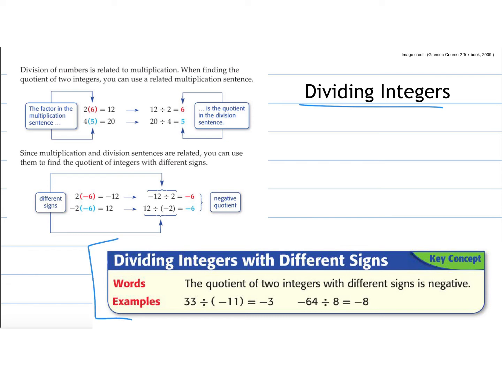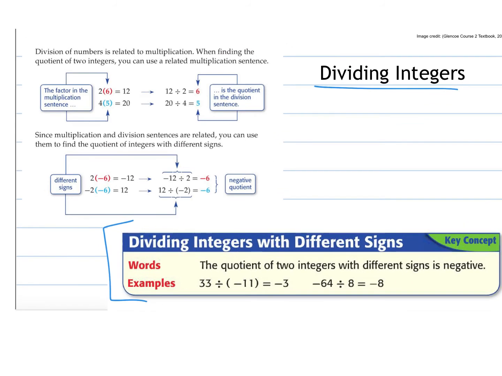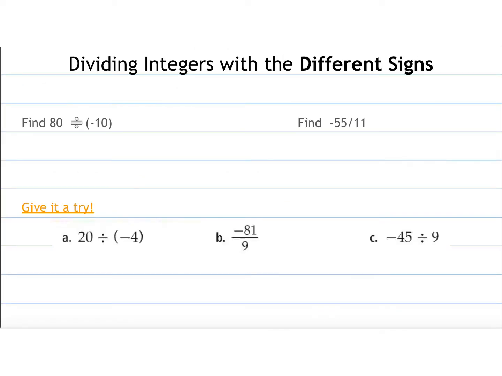So write this part down. Dividing integers with different signs. The quotient of two integers with different signs is negative. So if we have a negative divided by a positive, our answer is going to be negative. And if we have a positive divided by a negative, our answer will be negative. And those two examples are showing that there.